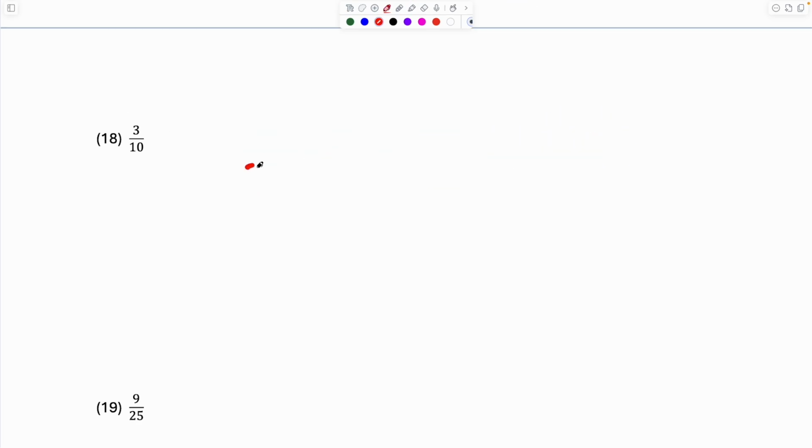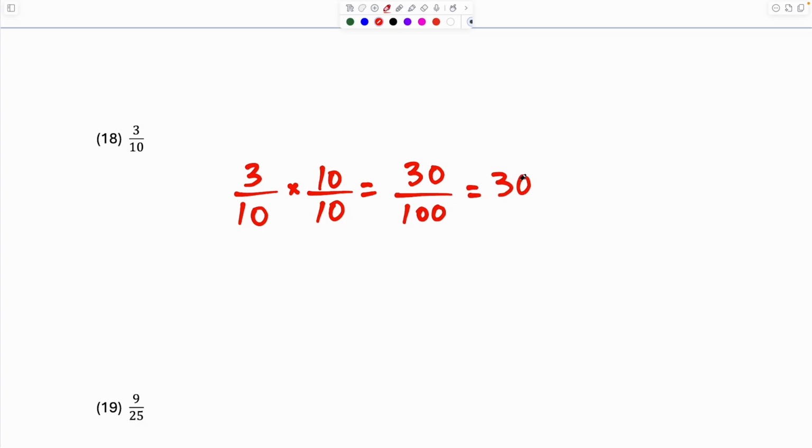Question 18, we have 3/10, and for this fraction here, we could multiply by 10 over 10, and this gives us the equivalent fraction 30 over 100. And when you have a denominator of 100, you could just write the numerator in front of a percent. So this tells us that 3/10 is equal to 30%.